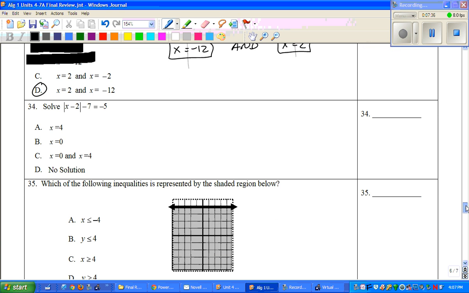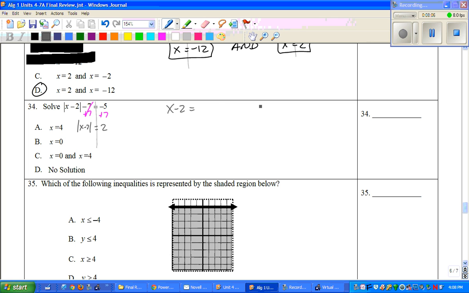Now for 34, before we separate it into two problems, we have to simplify it. You might be like, whoa, Mr. Grice, it's negative. That means it's no solution. We don't know that yet. Add the 7. Oh, those don't cancel out. And we get the absolute value of x minus 2 equals 2. Okay, so it is going to have an answer.